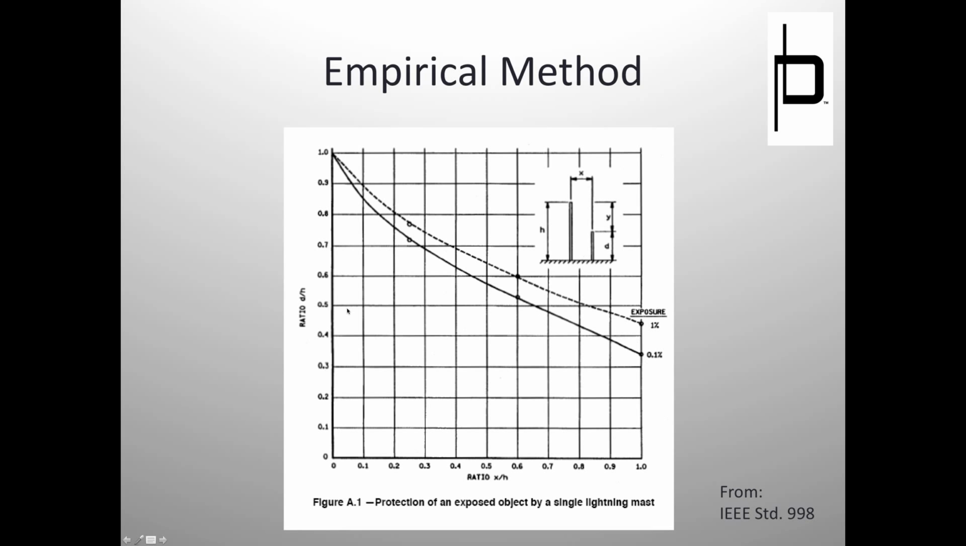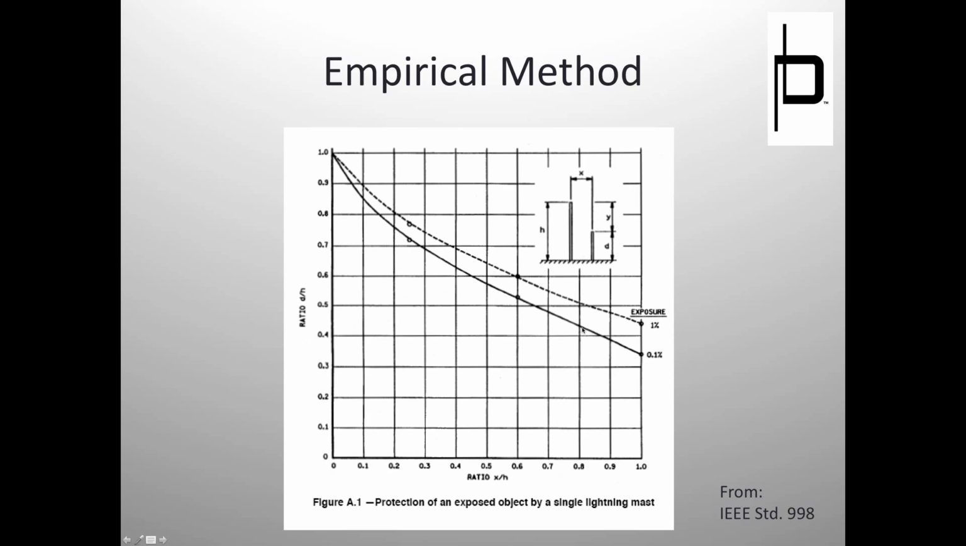So let's just go over that again to make sure we got it. If you have a 100-foot mast, H is 100 feet, and let's say D is 50 feet, then your D to H ratio is 0.5. If your D to H ratio is 0.5, that means your X to H ratio needs to be 0.65. That means X has to be 65% of H or less. So if H is 100 feet, then X, the distance away, has to be 65 feet or less to maintain 0.1% exposure.